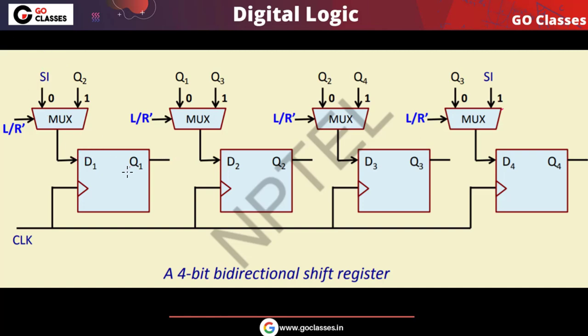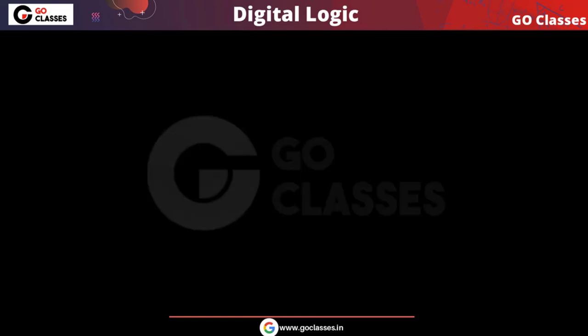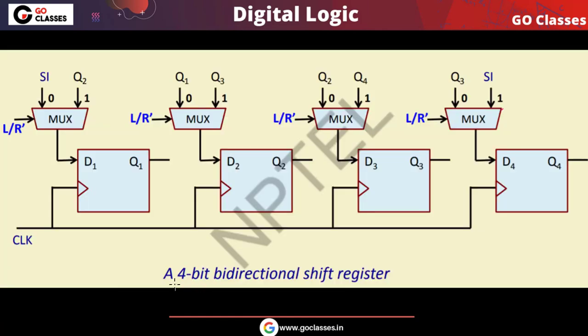Okay, and this Q1 is connected to D2, and you can notice this Q2 is connected to D3, and this Q3 is connected to D4. So it's very simple: when this LR bar is equal to 0, then this is right shift, and when this LR bar is equal to 1, then this is left shift. So this is your bi-directional shift register. This is your 4-bit bi-directional shift register.